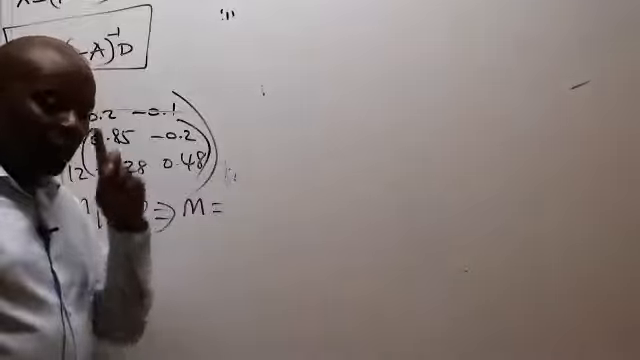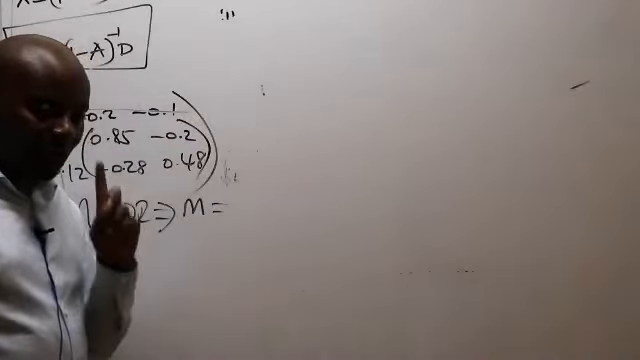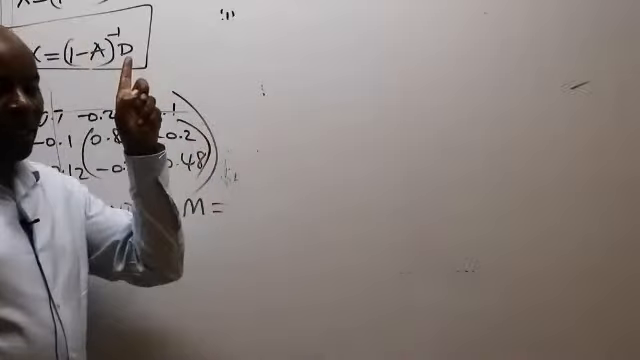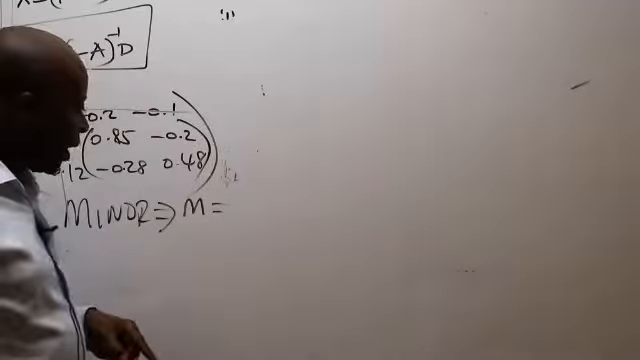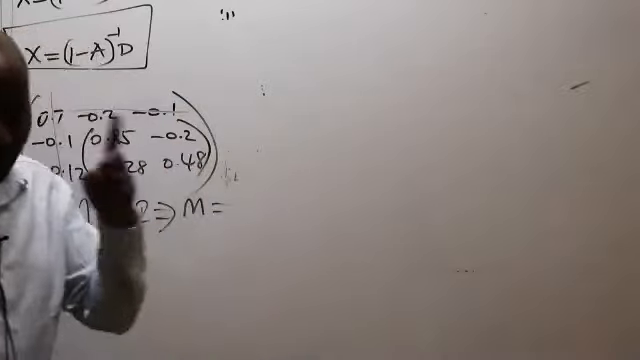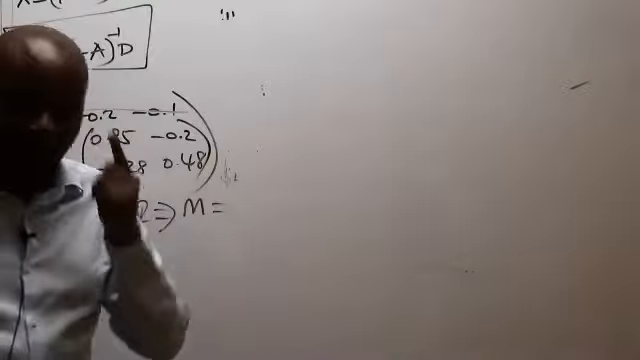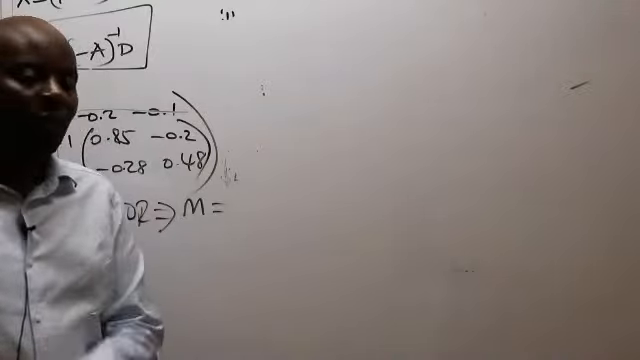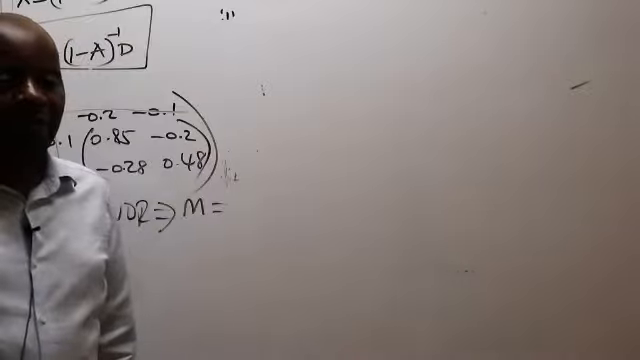Please ensure that you are doing exactly what I'm telling you. Take the product of the primary minus open brackets for the secondary. The secondary is minus 0.28 times minus 0.2. Close the brackets and give me an answer. And it has to be given to us by all of us.